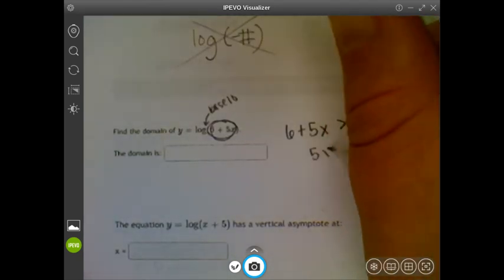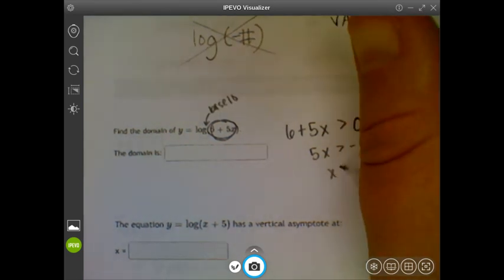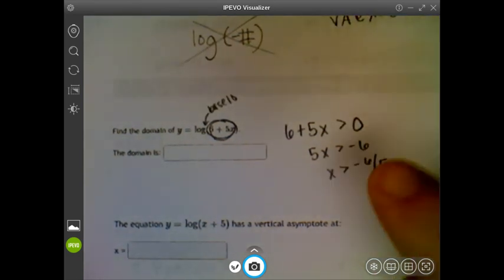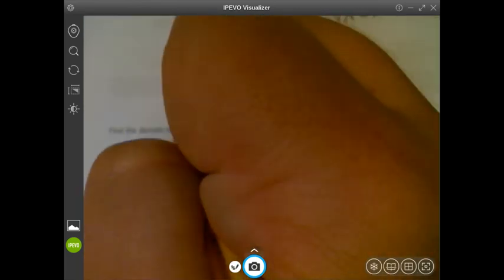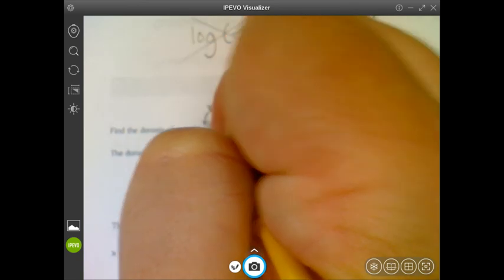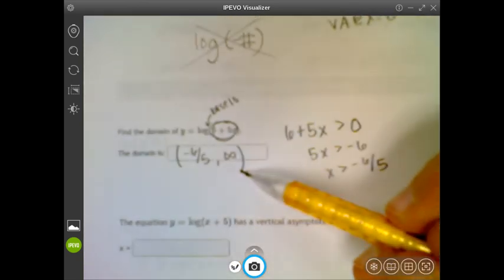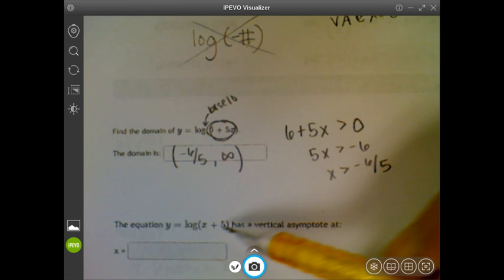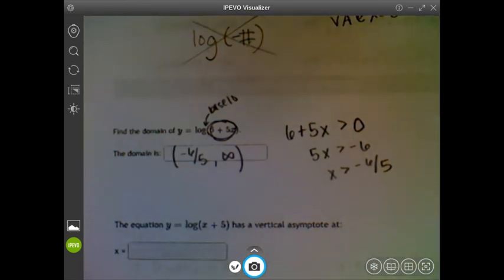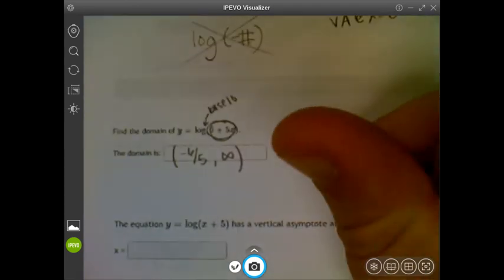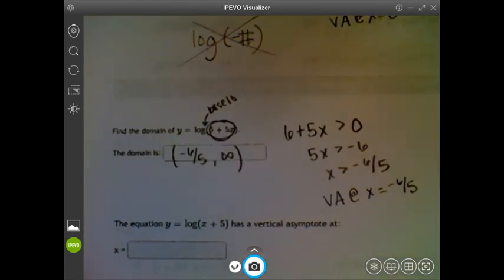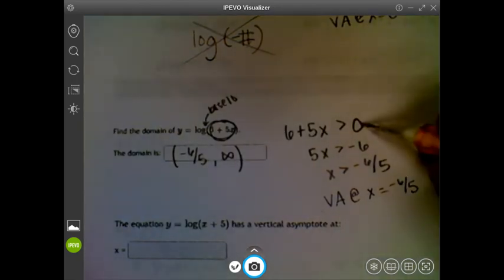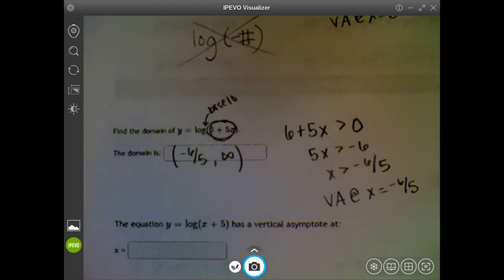So subtract 6 from both sides, divide by 5. So x has to be greater than negative 6 over 5. So your domain would be from negative 6 over 5 to infinity, everything greater. And then infinity always gets a parenthesis, and negative 6 over 5 also gets a parenthesis because we're not including the negative 6 over 5 because there would be an asymptote there. So if you want to add on, the vertical asymptote is at x equals negative 6 over 5. So domain is where it's greater than 0. Vertical asymptote is where it would be equal to 0.